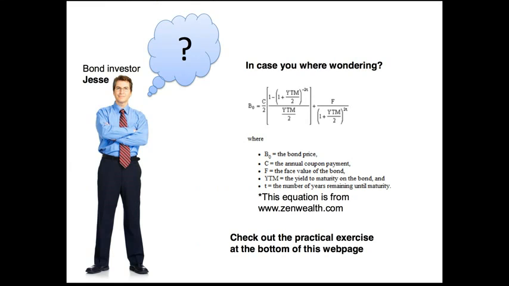Okay, so you might be thinking to yourself, how did he figure that out? How did he figure out the yield to maturity? Well, here's the equation, and I got this from zenwealth.com. It's kind of a complex equation, but we've made it easy for you here at Buffett's Books. We have a calculator on this page, and you can go down there, and we have some practical exercises, a video for the practical exercise to show you how to use the calculator. You can try this out for yourself, and you'll see that using the calculator solves this really hard math problem for you, and you don't even have to worry about it. So hopefully we've made it easy for you.